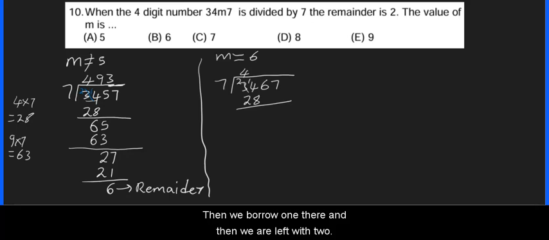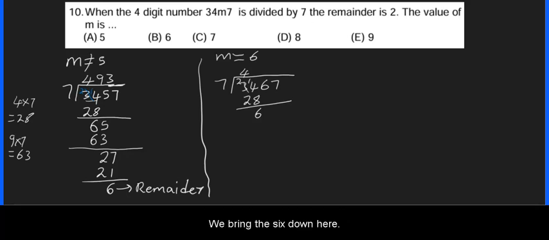And then we are left with 2. 14 minus 8, it is 6, and 2 minus 2, it is 0. We bring the 6 down here. Okay, then we have again 7. How many times does it go to 66?